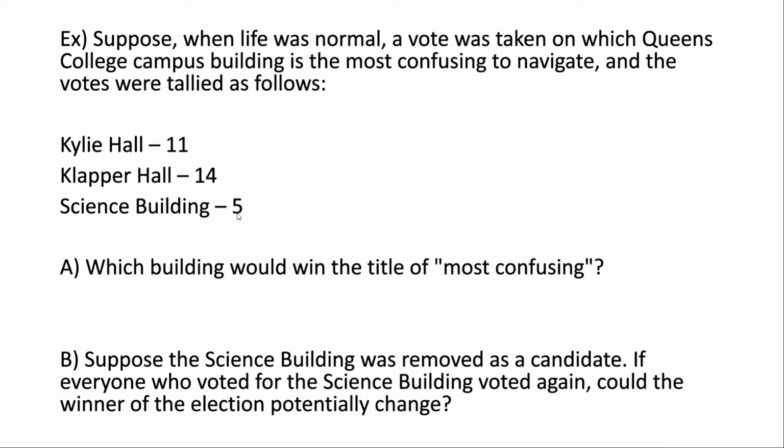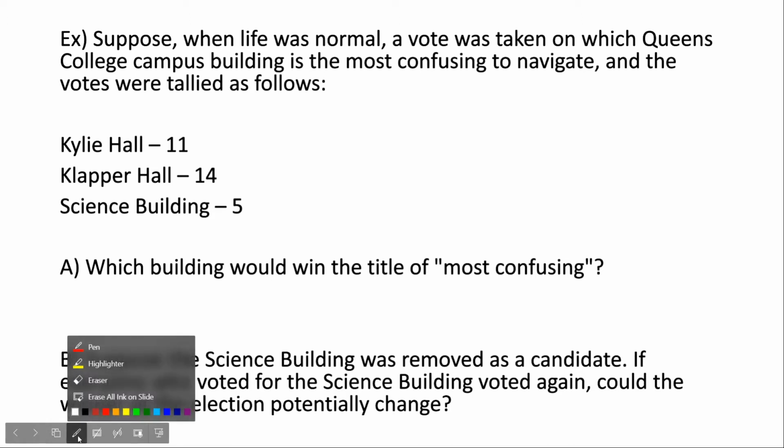In part A, they're asking us which building would win the title of most confusing, so which of these 3 buildings has the most votes for being confusing. And then in part B, they're saying, well, let's suppose the Science Building was removed as a candidate. If everyone who voted for the Science Building voted again, could the winner of the election potentially change? So first we'll look at part A.